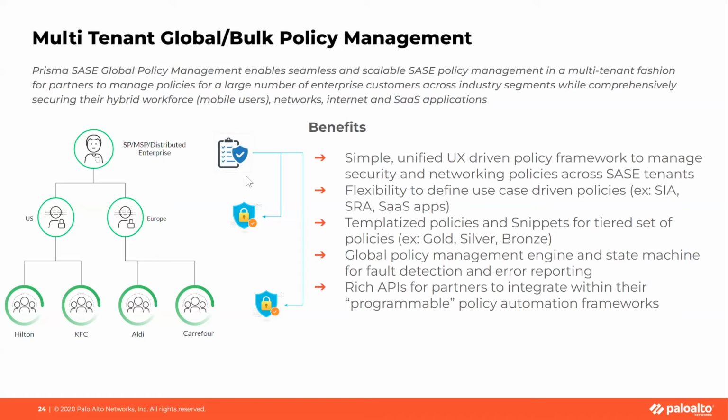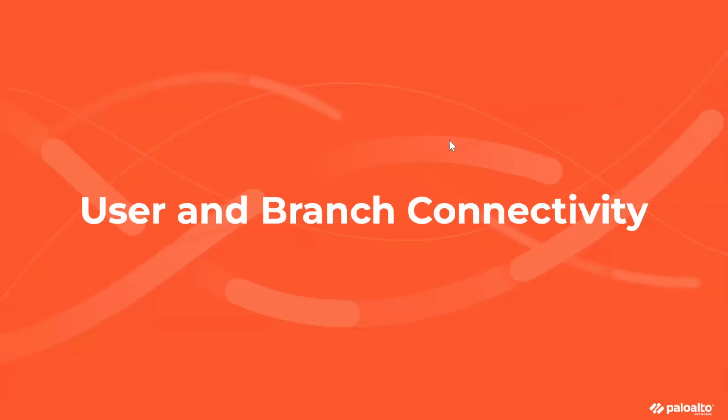So one of the common asks from our customers is to have a common policy across different tenants. Now, this feature basically enables that. You can have a common set of policies, we call it bulk config, that you want to push to different tenants. So you can define your use case, and then you can templatize your policies and snippets so they can be pushed into different tenants, and then also maintained that way. So this is a very powerful tool for those who are using a multi-tenancy structure today.